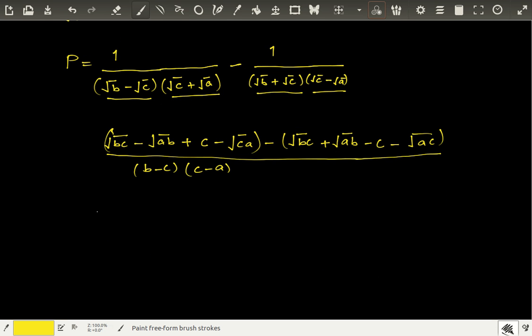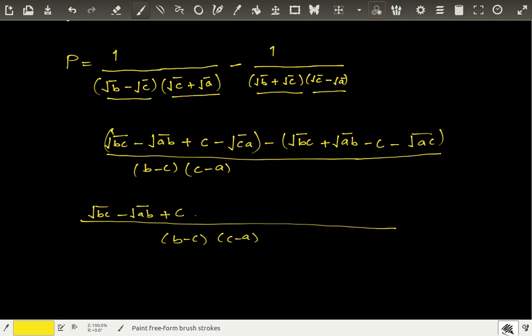Now we simply have to expand and see the value of P. So in the denominator we have b minus c, c minus a. Now you see that this is root bc minus root ab plus c minus root ca minus root bc minus root ab, minus minus is plus c and minus minus is plus root ca.